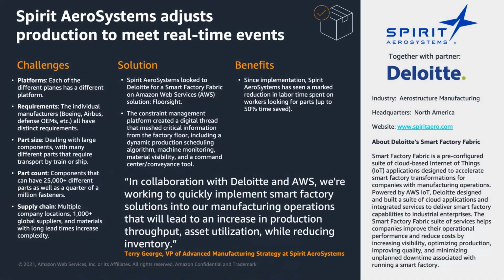is Spirit AeroSystems. And together with partner Deloitte, we actually implemented the Smart Factory Fabric. So Smart Factory Fabric is what we were talking about earlier, a pre-configured suite of cloud-based Internet of Things applications to accelerate the transformation of many of our customers out there. This uses AWS IoT and the AWS cloud environment to actually deploy those cloud applications very quickly because the data is now being ingested into there. This helps reduce costs by increasing visibility into every action and every capability across what's going on on the shop floor. This optimizes production, improves quality capabilities, and minimizes unplanned downtime.